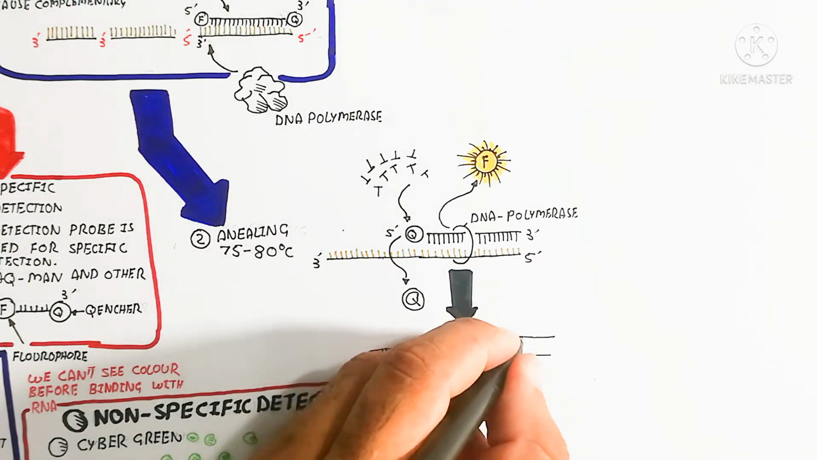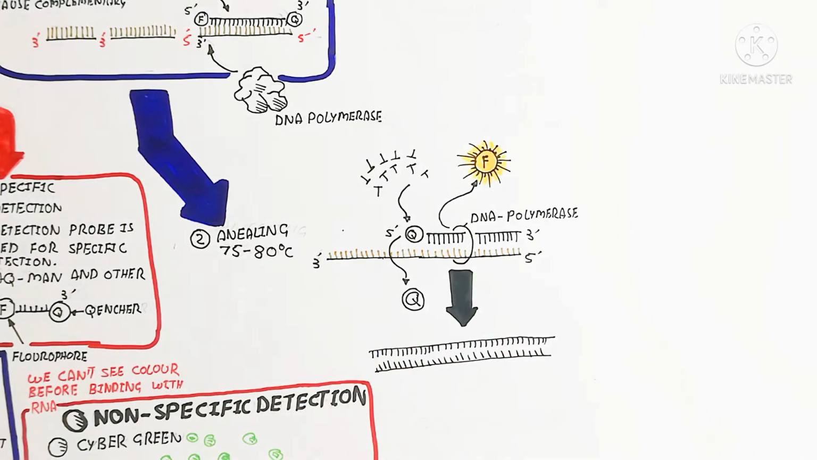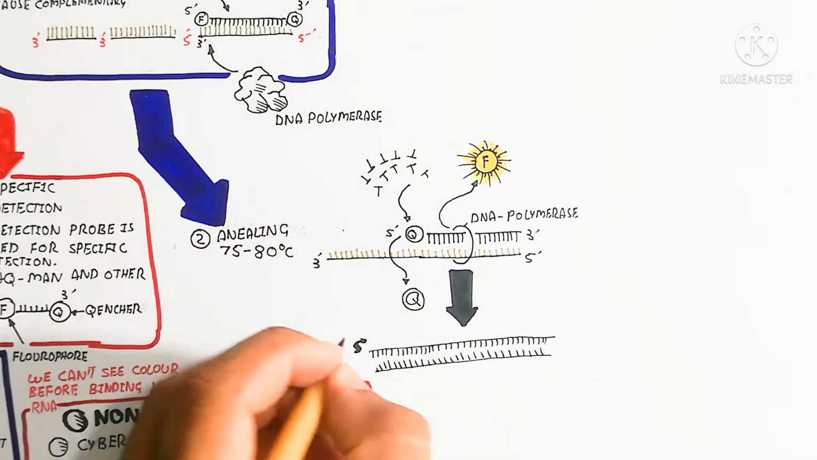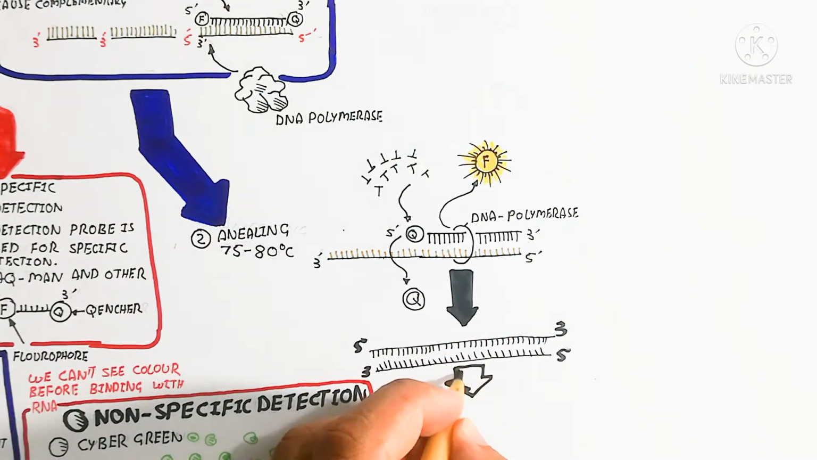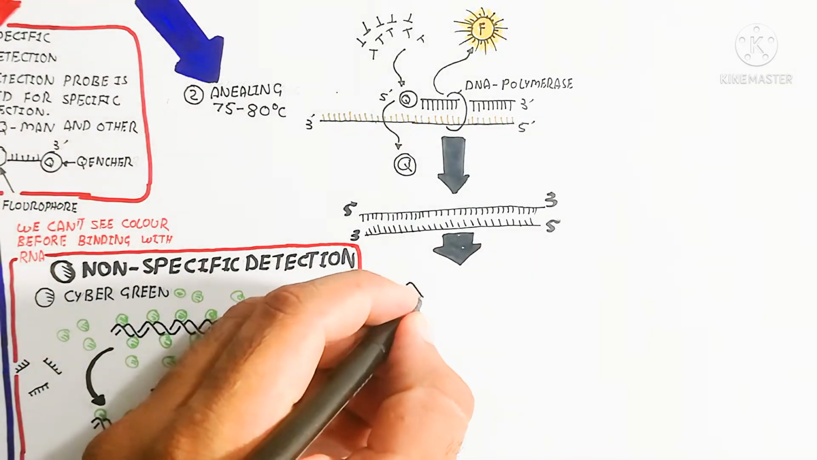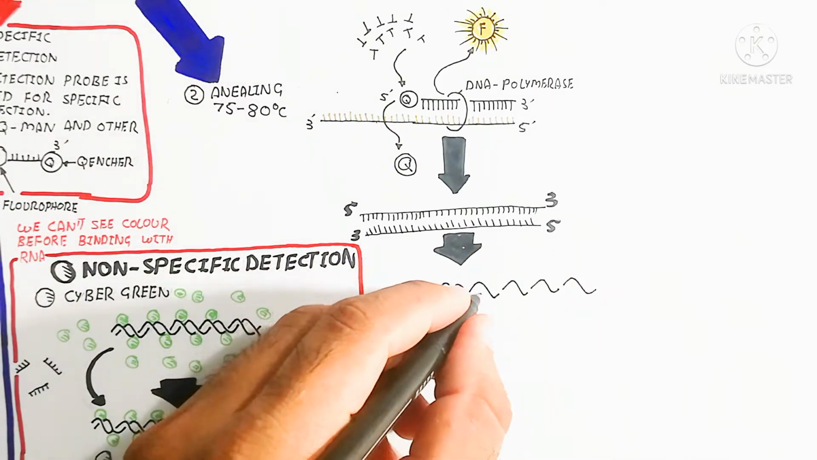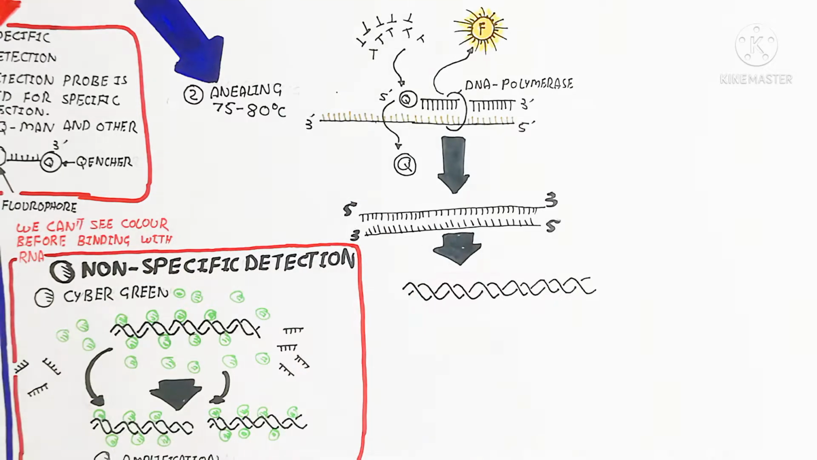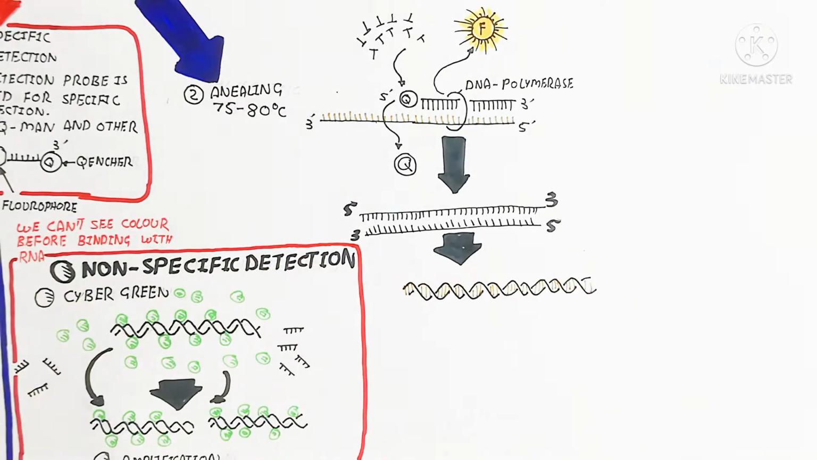So when yellow color is produced, we can say that our gene of interest is amplifying. Remember that. Here is the DNA going 3' to 5', anti-parallel. That means we can find it and amplify it more and more. When more amplification occurs, the color will increase more and more.